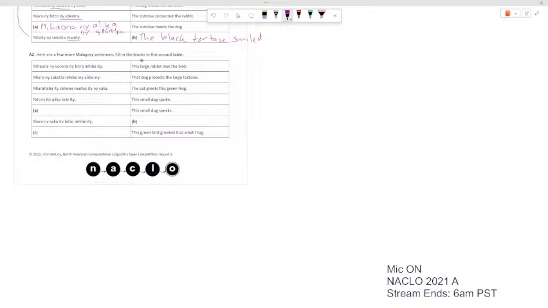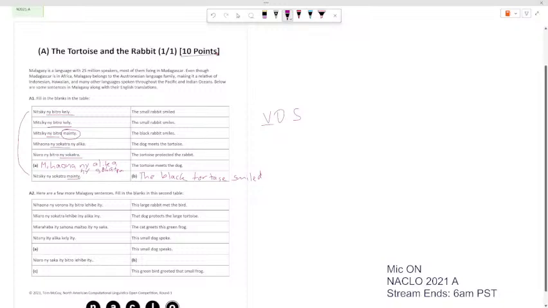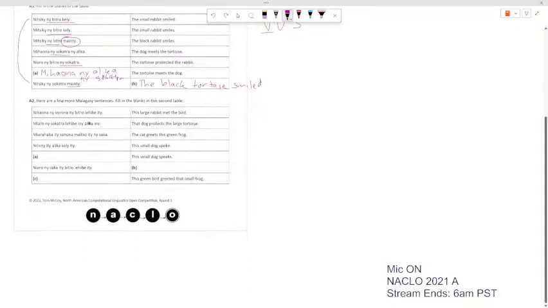Okay, a few more sentences. Fill in the blanks in the second table. So usually these ones are like 10 points, so they're pretty easy and they're nice. They're forgiving for sure.